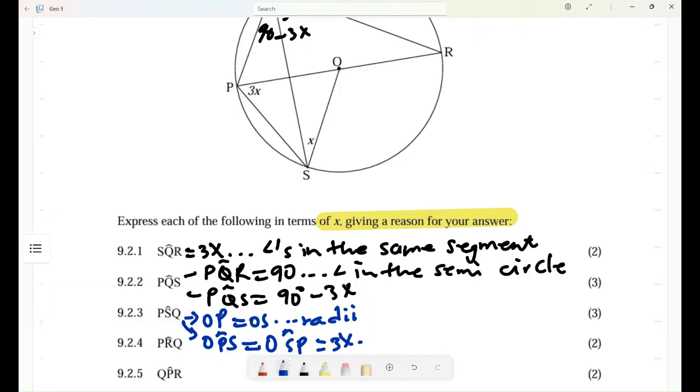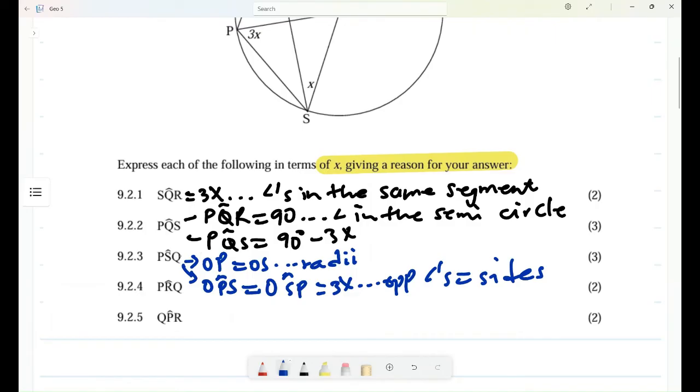Now, why are we saying that? Opposite angles equal sides. Therefore, the angle that we're looking for is equal to 2x. Again, if all of this is equal to 3x, it means the other part should be equal to 2x. Therefore, you should state it. Let me state it here. Therefore, angle PSQ that we are looking for is equal to 2x.